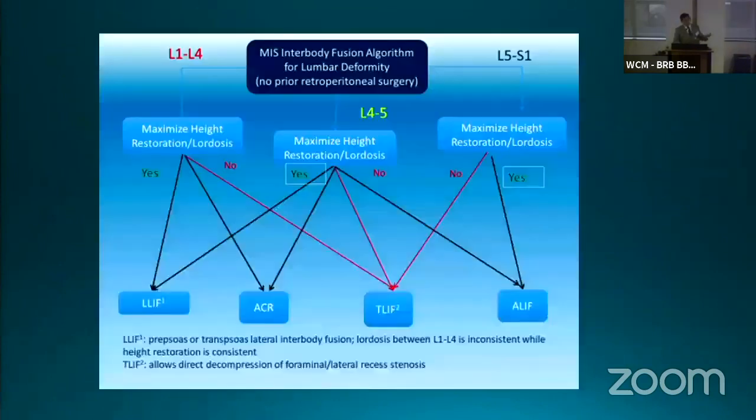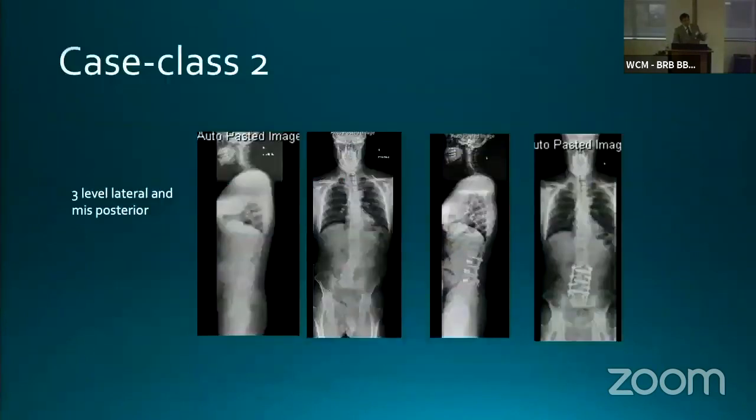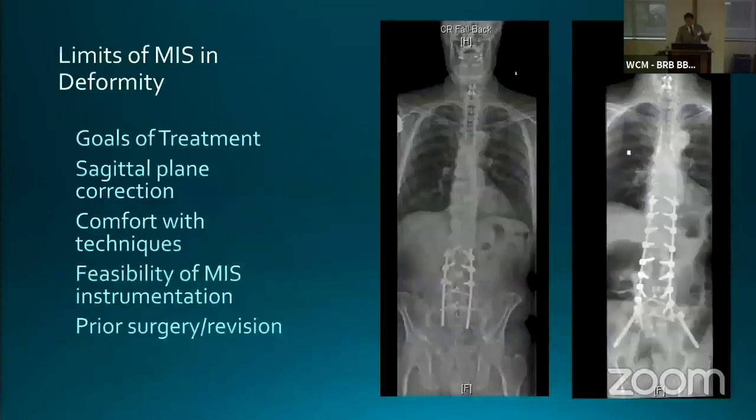And so we're putting together, and this is in submission, sort of a way to look at each level, what options you have for MIS approaches for deformity. And this is just a framework for looking at your options at each level. So again, the case that I presented initially was a class 2, and instead of doing a bigger operation, we did a 3-level lateral with MIS percutaneous posterior instrumentation. Some limits, as we talked about, and thank you.